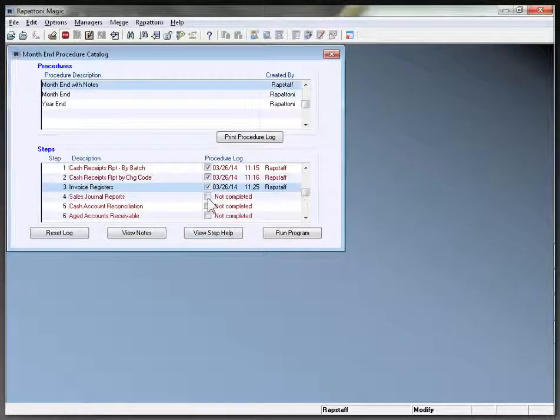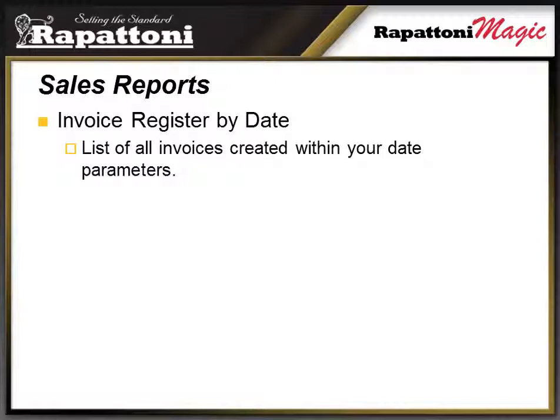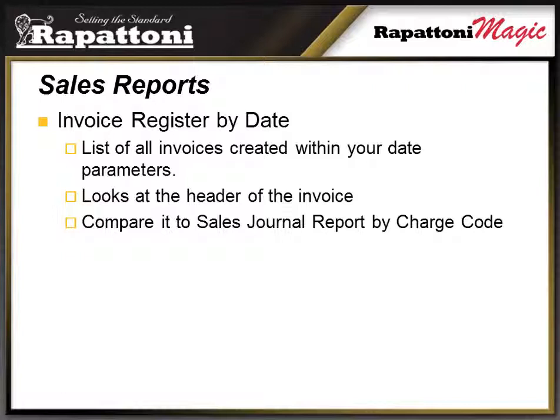Let's review. So again, we looked at the sales reports. The first one was the invoice register by date. This is going to list all the invoices created within your date parameters. And this is a great reference tool as well. It looks at the header of the invoice. And also you want to compare it to the sales journal report by charge code.